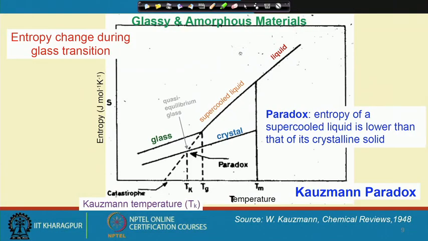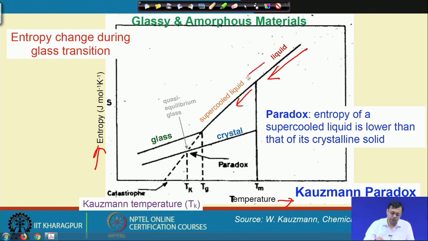So, I show you here a plot of entropy, which is one of the very important thermodynamic parameters during the phase transition process, and here this is the temperature. Please have a look at how the entropy of a liquid changes. When we cool a liquid and bypass the crystallization process, we get a supercooled liquid, and definitely the entropy continuously decreases.